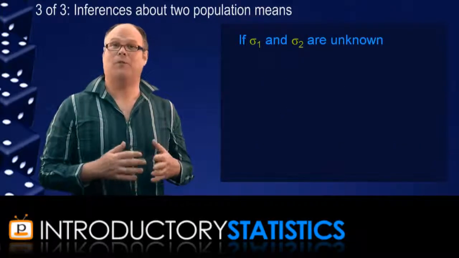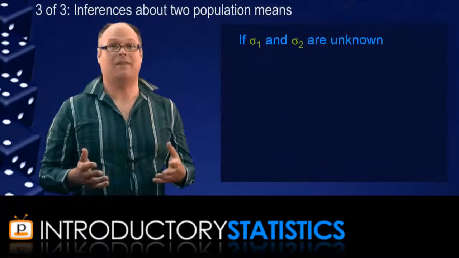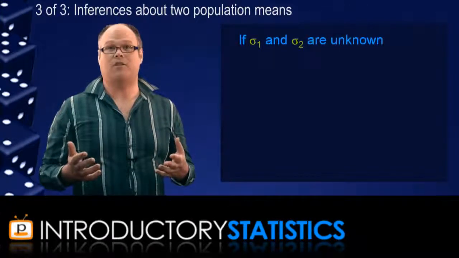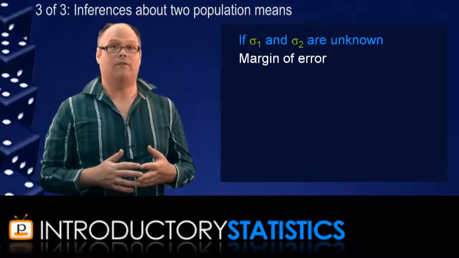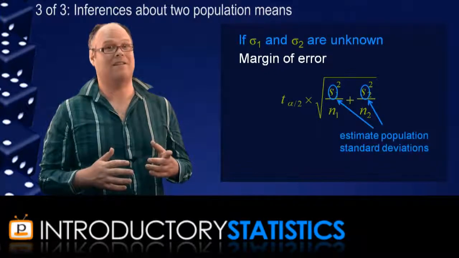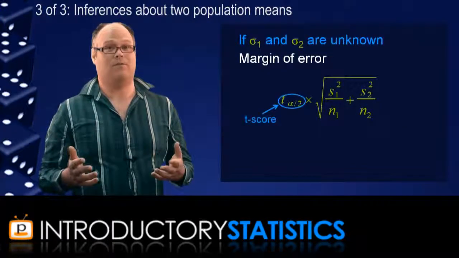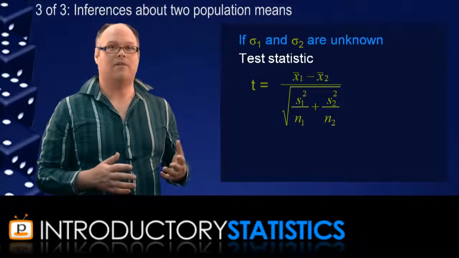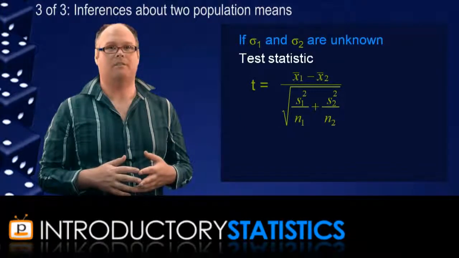If we don't assume that we know sigma 1 and sigma 2, we have to estimate them with sample standard deviations. Now this does affect the sampling distributions, so the margin of error in the confidence interval is now given here. Apart from the fact that the sigmas have been replaced with s's, the critical value is now a t-score, but actually that's all that's changed. And similarly, here is the test statistic when we don't assume anything about the sigmas.